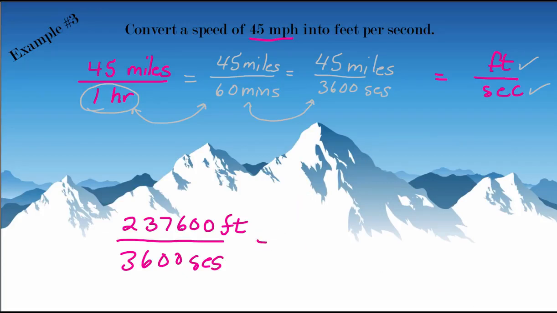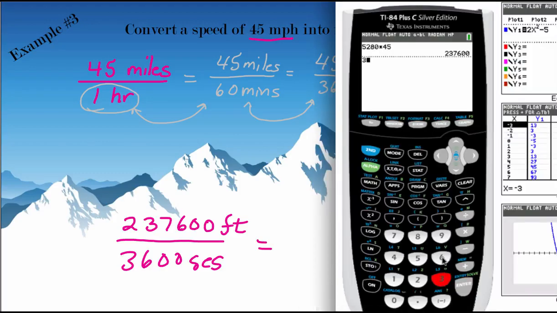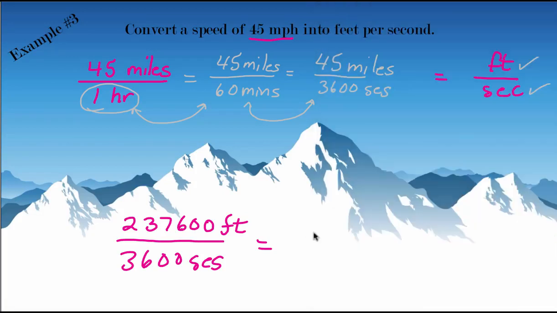Now, if I divide that out, 237,600 divided by 3,600, that is going to give me about 66 feet per 1 second. Now I divided because this tells me to divide. And that's how I can get down to a unit rate.